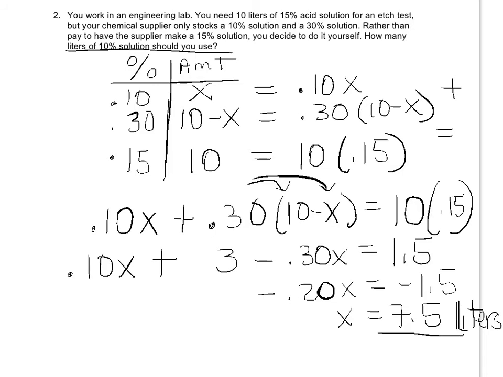And let's go see if that's reasonable. Well, first of all, I was trying to make 10 total, so 7.5 is reasonable in that it's less than 10. And that means I'm going to have mostly 10% and some 30%. And that's going to make it go up, right? And I want it to go from 10 to 15. So it all seems kind of reasonable. If I want to test it, I would have to put 7.5 back in for x, calculate it out, and see if I get a true statement.